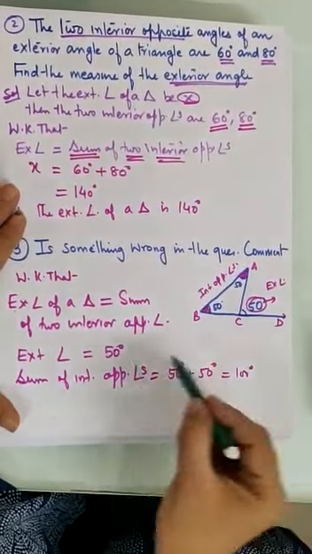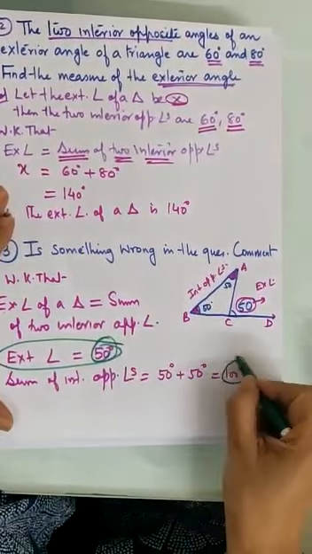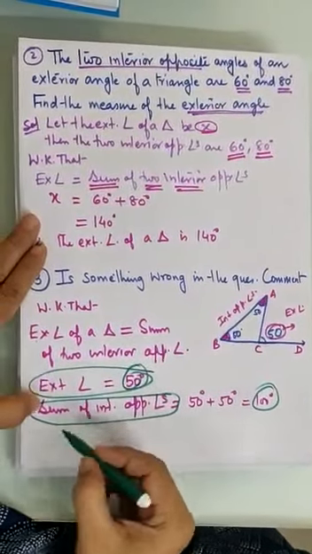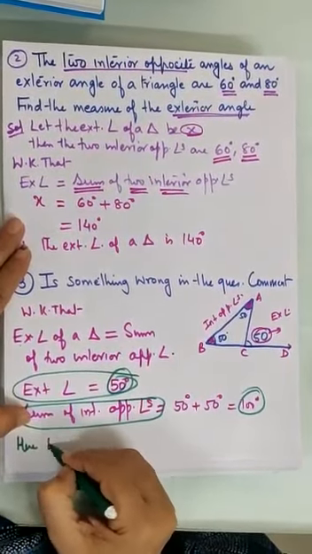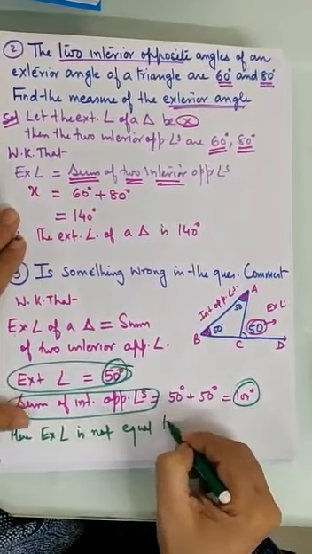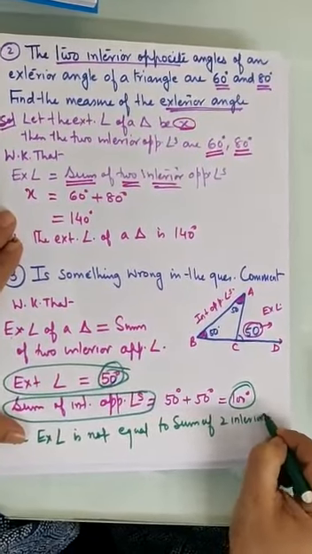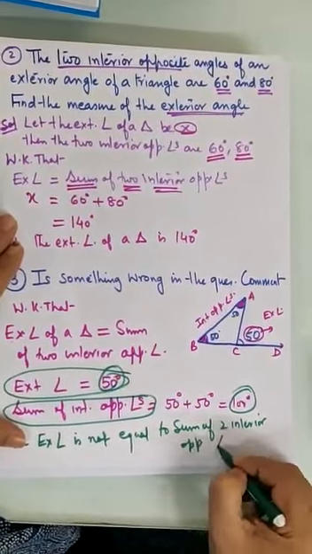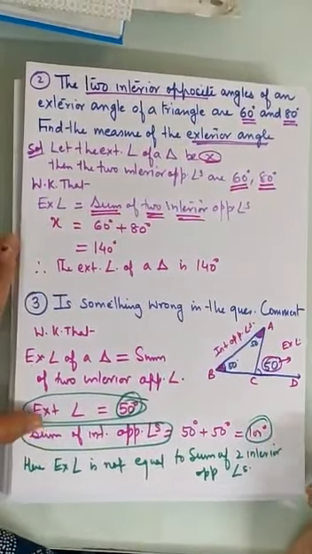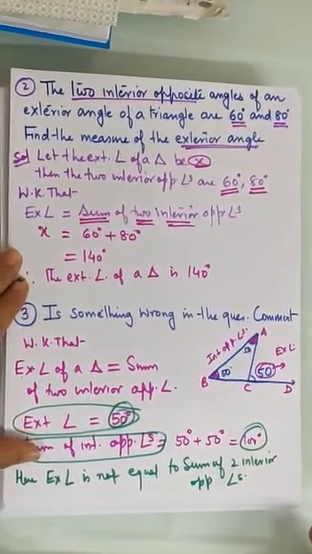So what do you observe here? See, the exterior angle, this is 50 degrees, is not equal to 100 degrees, that is the sum of interior opposite angles. So we conclude that here the exterior angle is not equal to the sum of two interior opposite angles. So the statement is incorrect. Got it? So with this we finish this exercise. In the next class we shall start with the next topic.